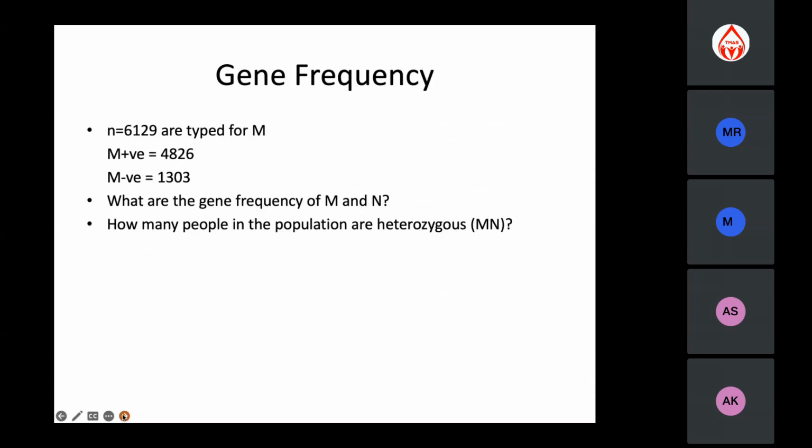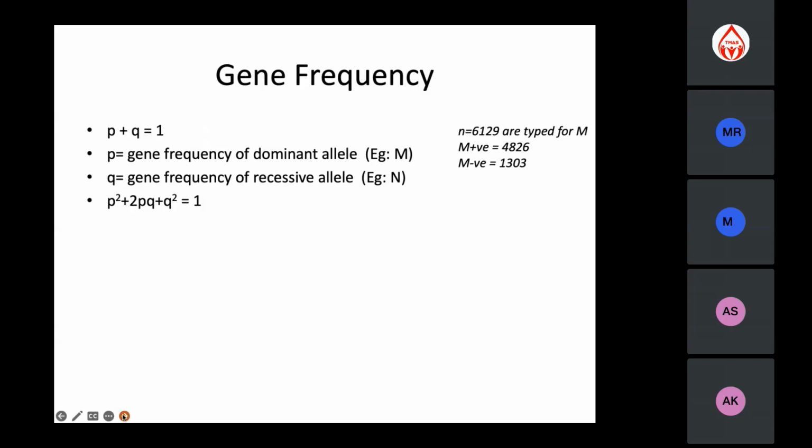Then we can discuss a few things about gene frequency. This is also commonly asked. In this case scenario, there are approximately 6,129 donors who are typed for the M antigen, and they observed that M positive individuals are 4826 and M negative individuals are 1303. What are the gene frequencies for the M and N alleles? The second question is, how many people in the population are heterozygous for MN? To understand that, we need to go back to the Hardy-Weinberg equation.